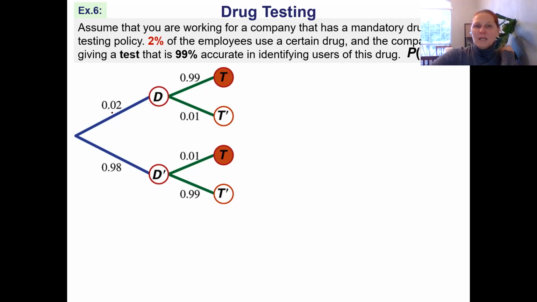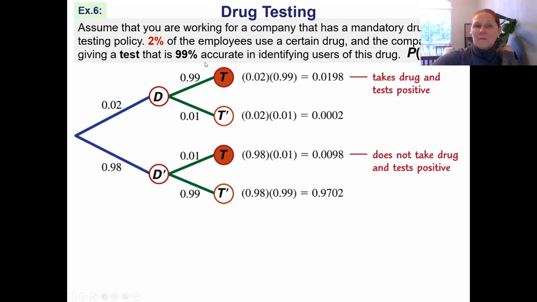So the probability that the person is taking the drug and is tested positive will be found as a product, 0.02 times 0.99.